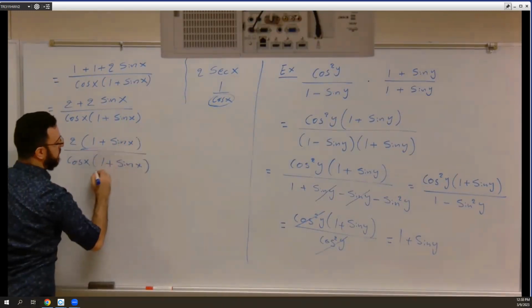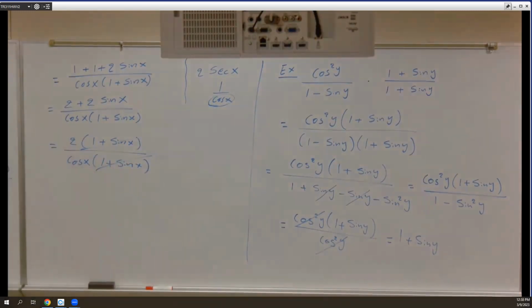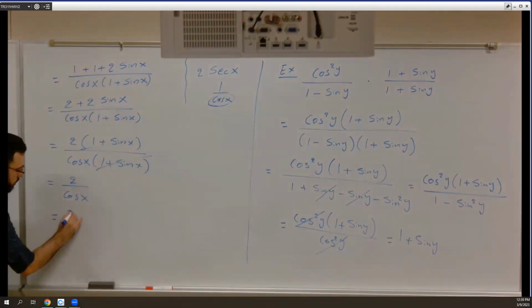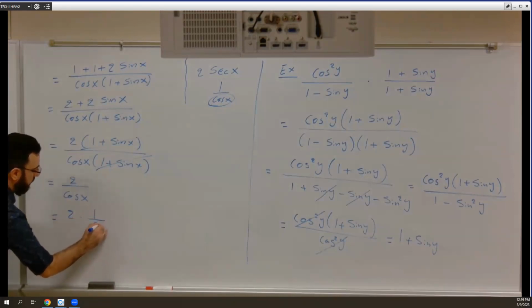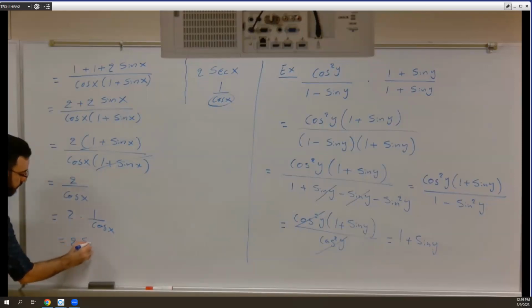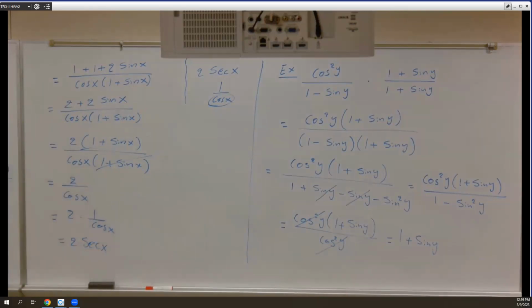Can I cancel these now? So now what's left? 2 over cosine x. Now my goal is to get what? 2 secant. So is that the same thing as 2 times 1 over cosine x? Yes or no? 1 over cosine is what? Secant. So 2 secant x. Okay? Yes.